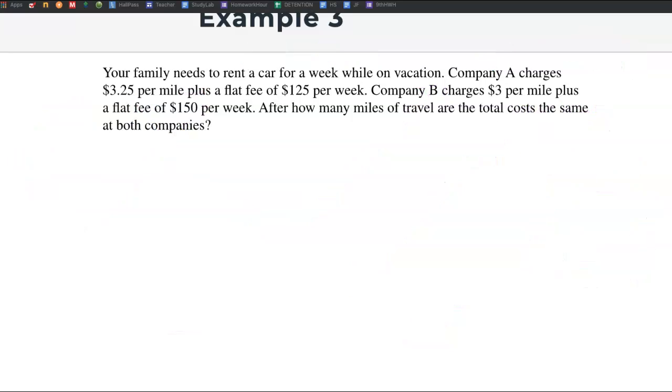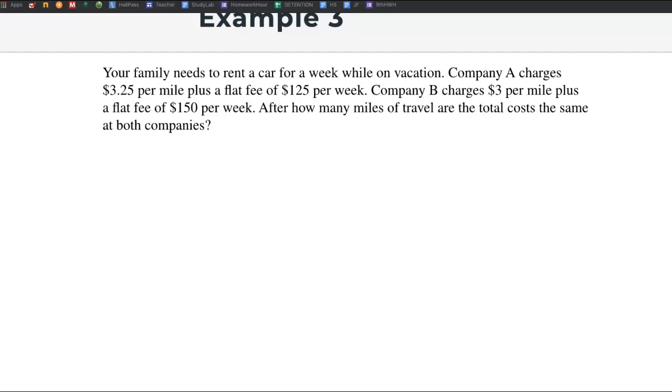Okay. This is in your textbook on page 264. You can follow along if you want to. If you don't want to, that's fine. So your family needs to rent a car for a week.